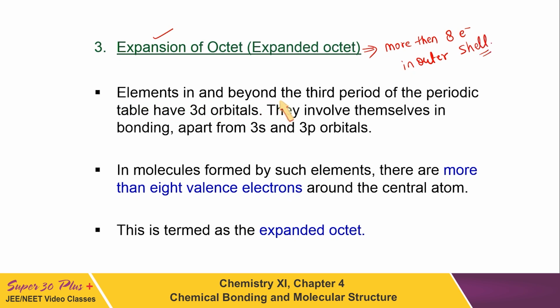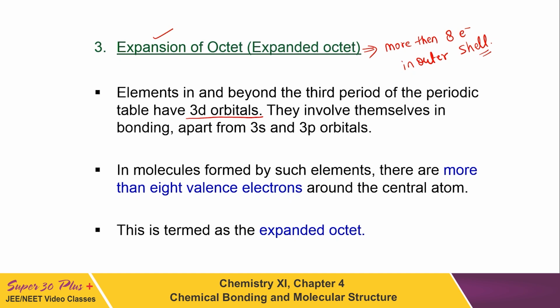Elements in and beyond the third period of the periodic table have 3d orbitals, not up to the second period, because 3d appears from the third period. According to the n plus l rule, the 3d orbital does not fill in the third shell. It starts filling in the fourth shell. So for the members of the third period, this 3d subshell remains empty and it is available for bond formation or for the expansion of octet.